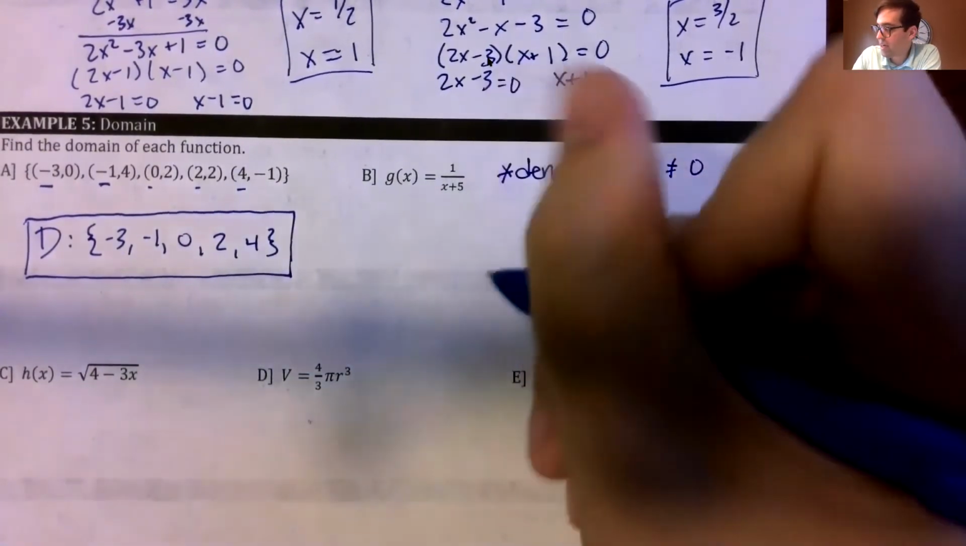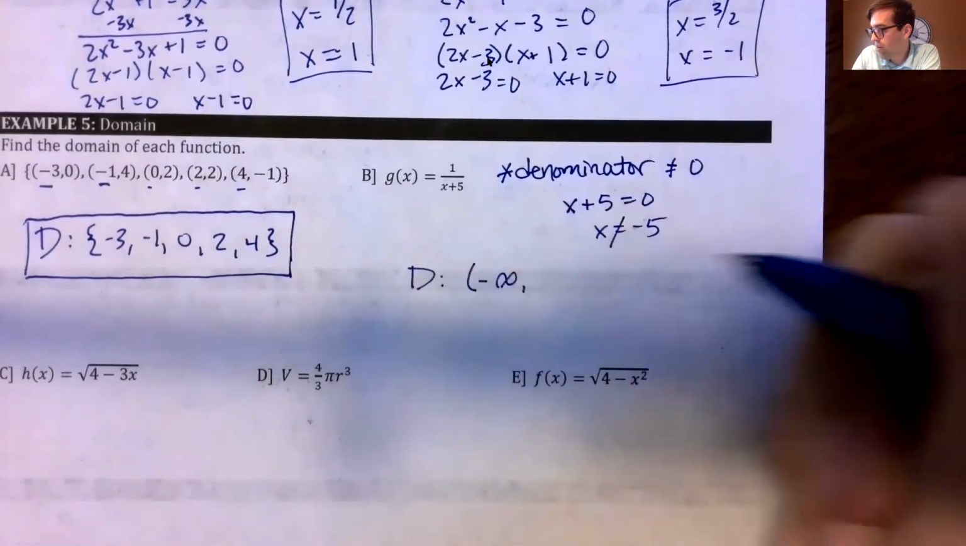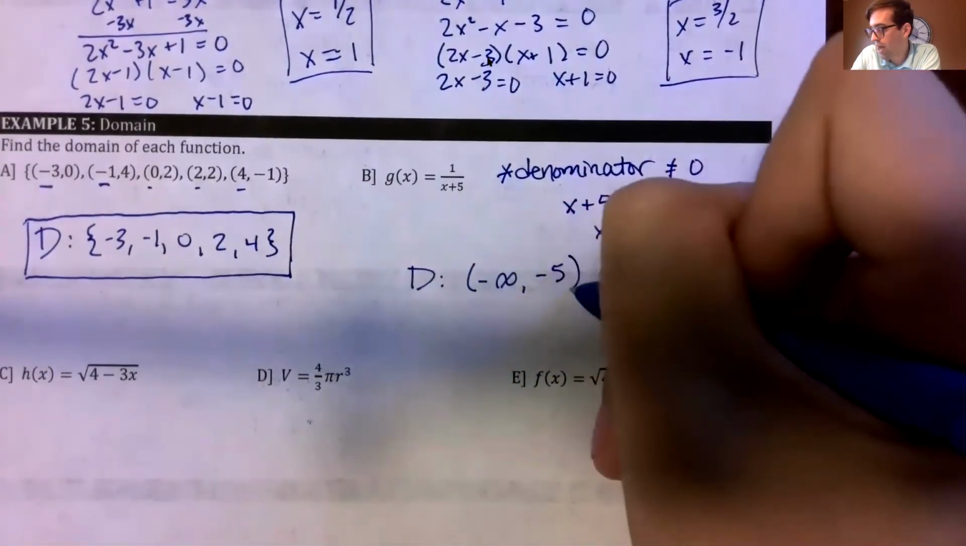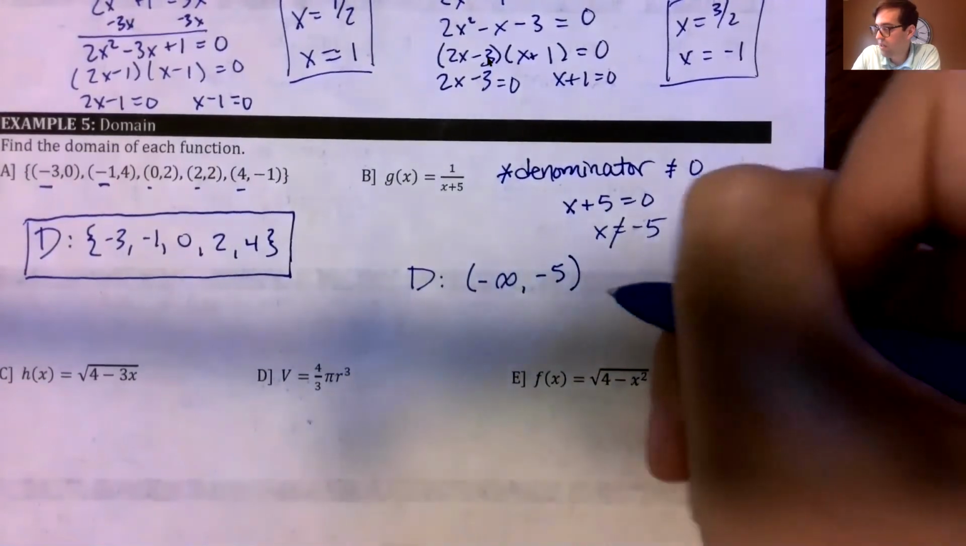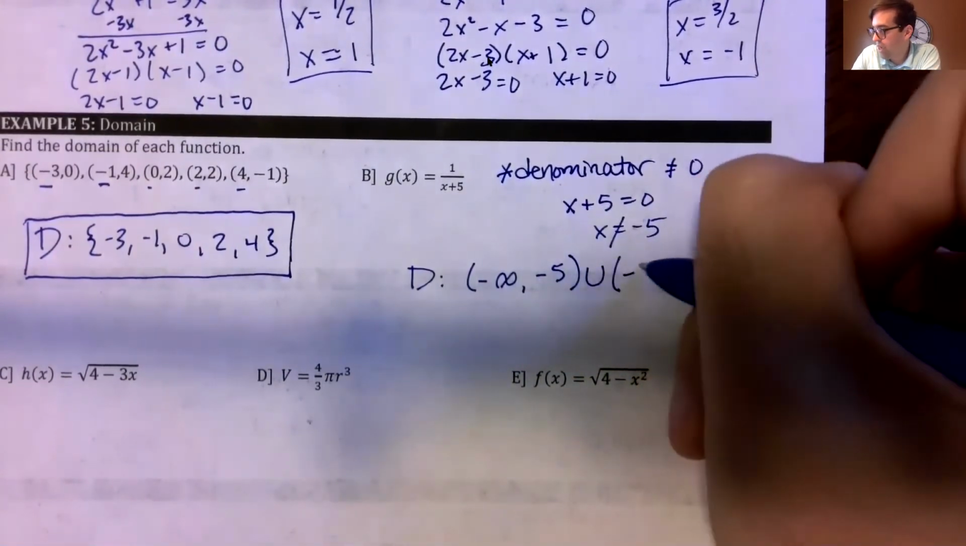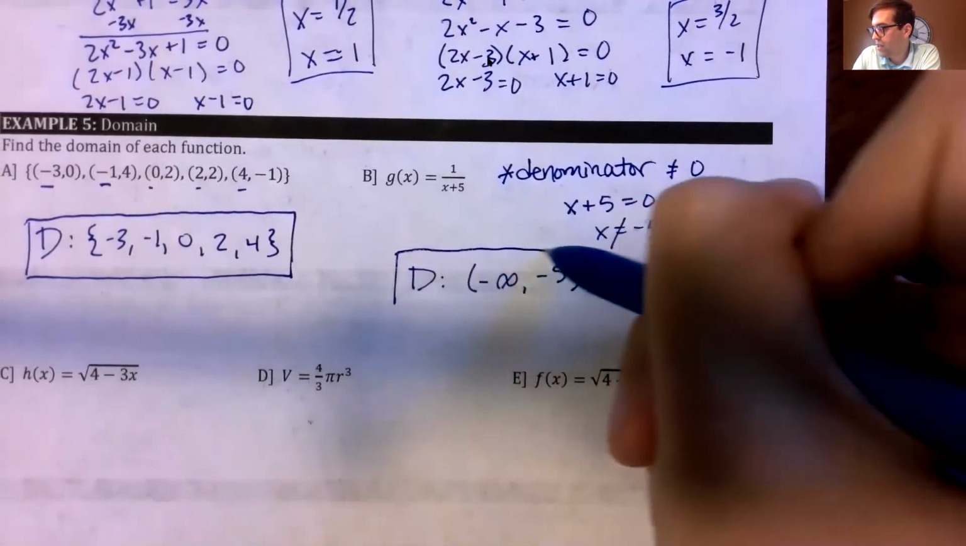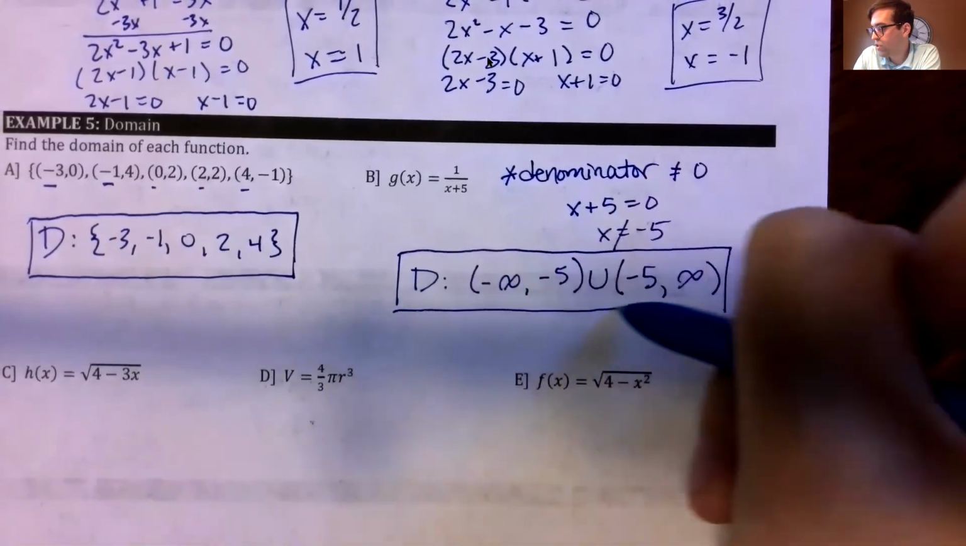And how we would write that is in interval notation. We're going to write that it can go from negative infinity up to negative 5, but not touching it, so we use the parenthesis. And then a U for the union. And then we go from negative 5 to infinity. All right. So it might have been a while since you used interval notation like that.